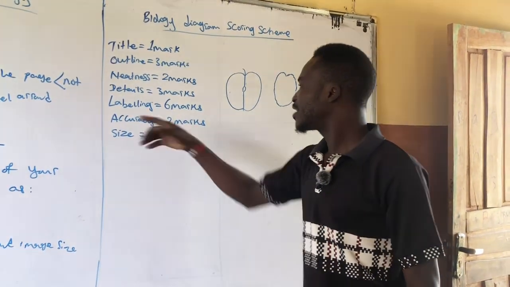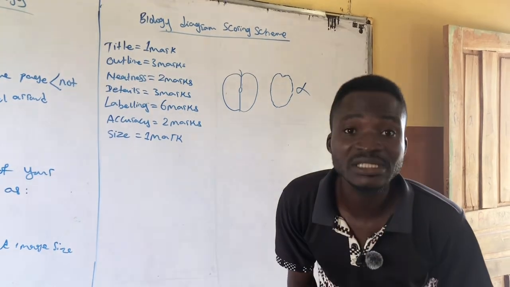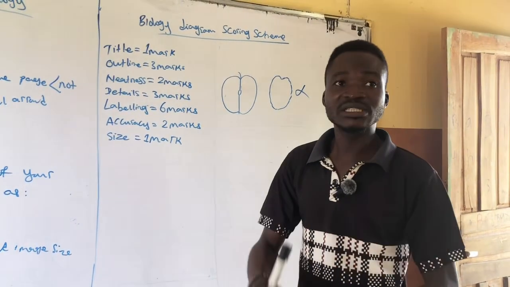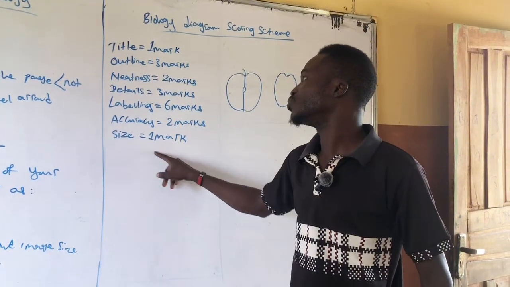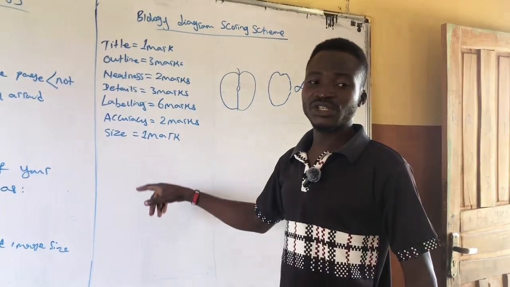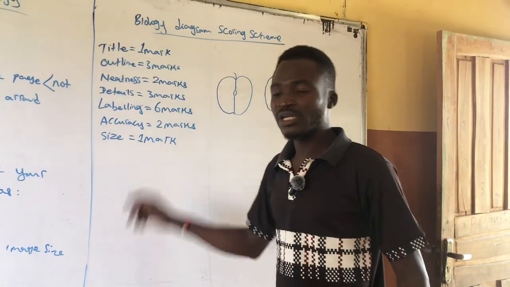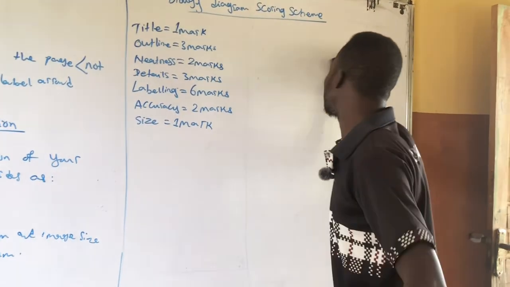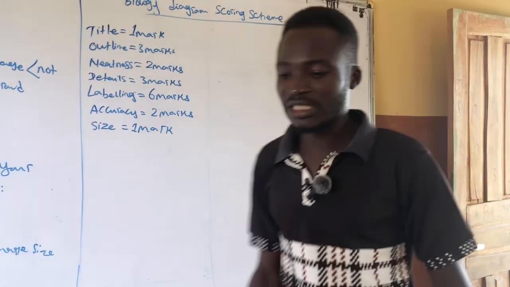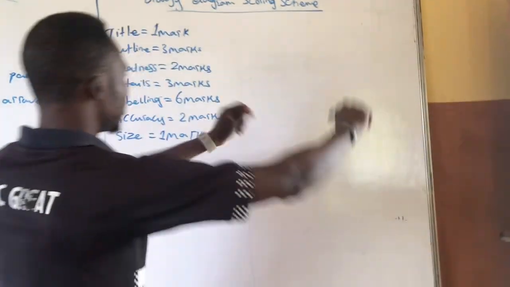Did you understand? The next one is accuracy. Be accurate. I've said that before. Be accurate. Let's know what you are drawing. The last one is your magnification, which is size. Let me quickly give us the image of a hard-boiled egg. Let's check out the image of a hard-boiled egg.